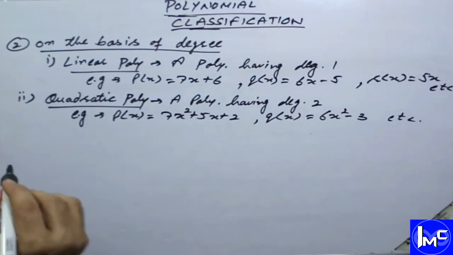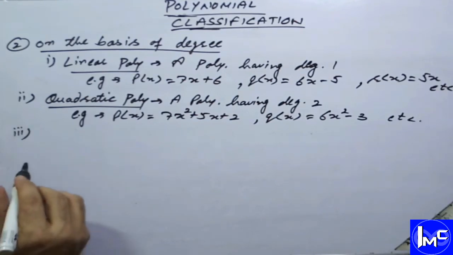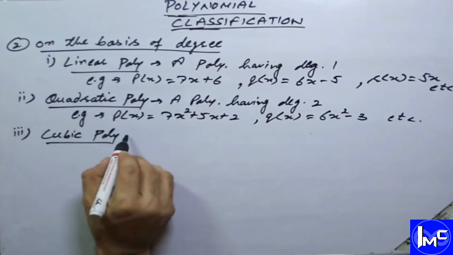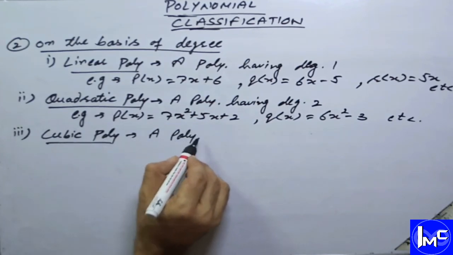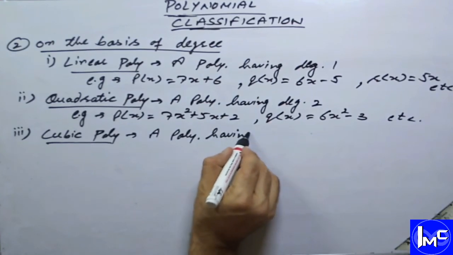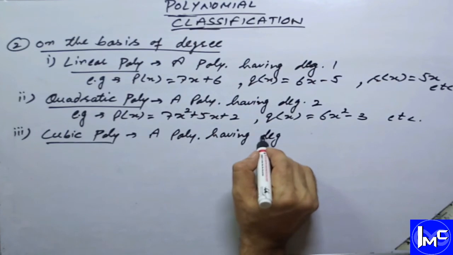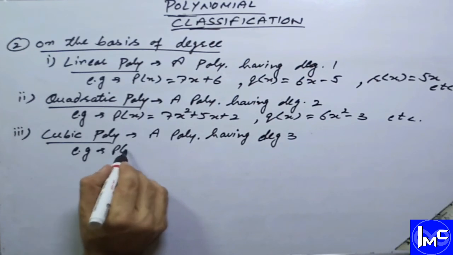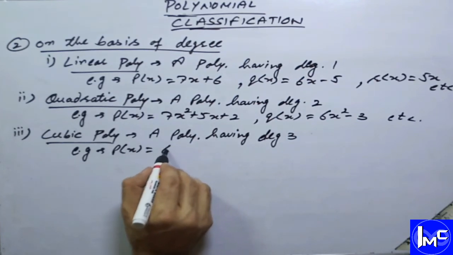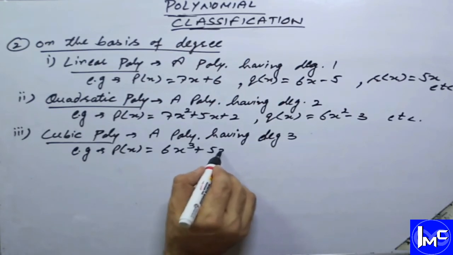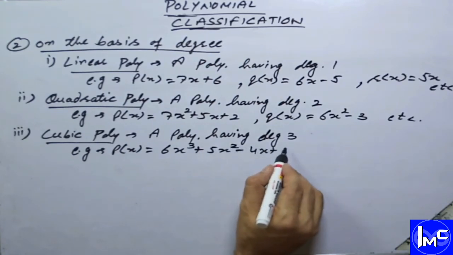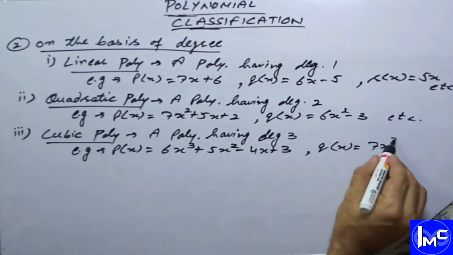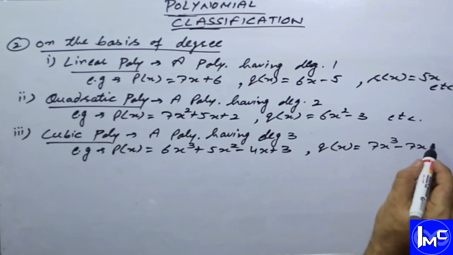Next one is cubic polynomial. A polynomial having degree 3. For example, p(x) is equal to 6x cube plus 5x square minus 4x plus 3 or q(x) is equal to 7x cube minus 7x plus 7.